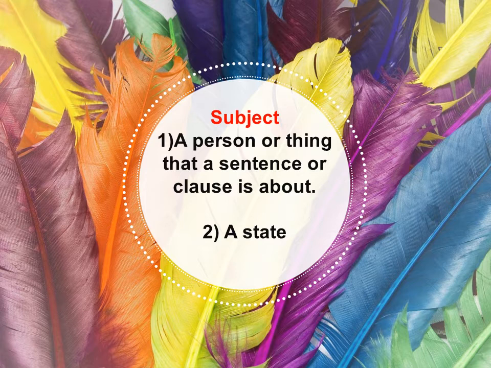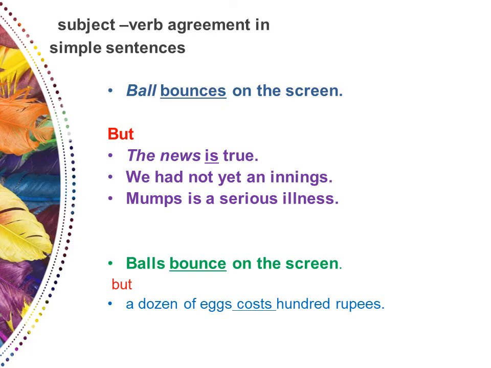So, as you are aware, a subject is a person or a thing that a sentence refers to, or else it's about a state. When we form a sentence, we have to be very careful about the subject-verb agreement. Let's look at the first example set. In a simple sentence, how do we create the subject and verb agreement?